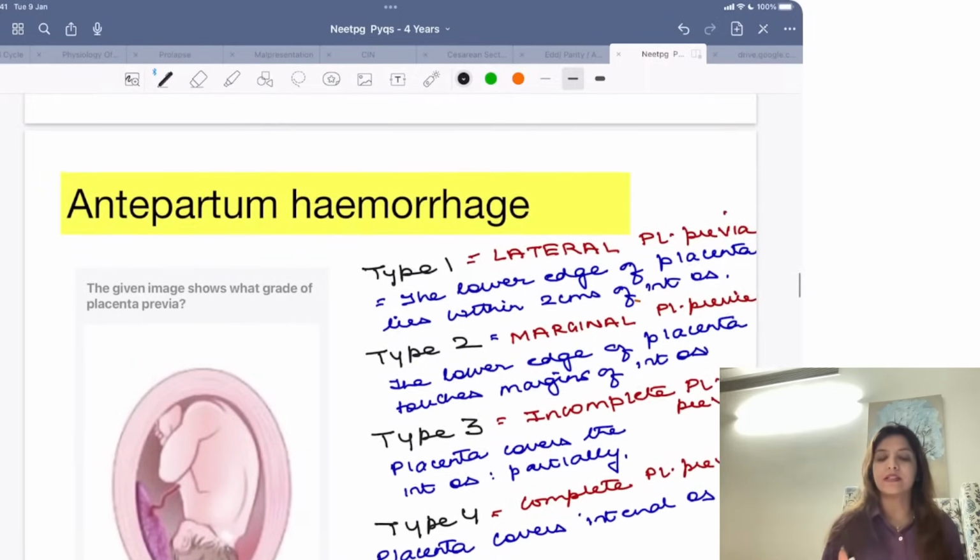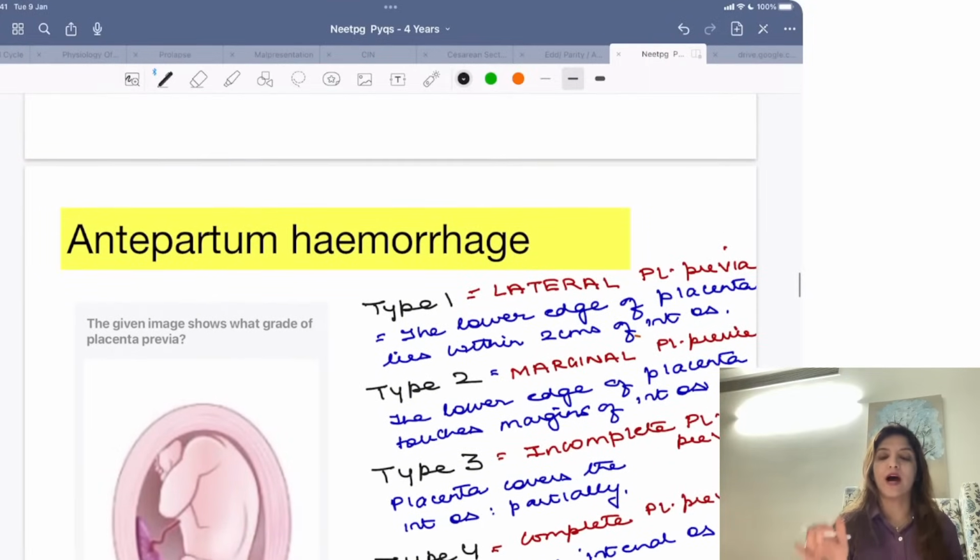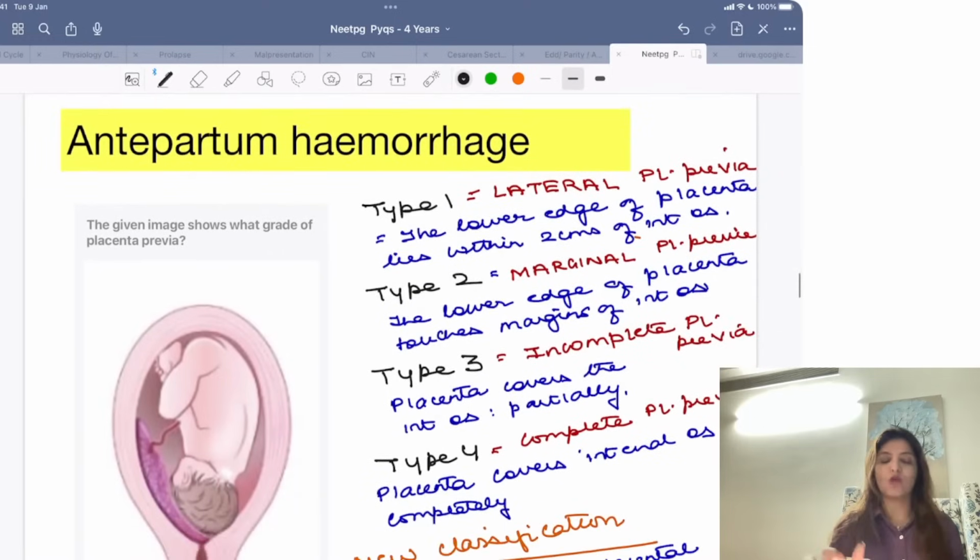So yesterday we had done all questions up till bleeding in early pregnancy, where I had taught you about ectopic pregnancy, abortions, and molar pregnancy. Now, the questions which have come in the past few years on antepartum hemorrhage.